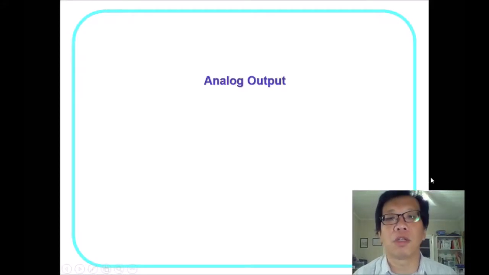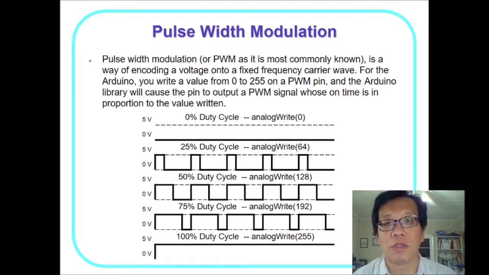Okay, in this video, we're going to talk about analog outputs of Arduino port. So, we know that analog output in Arduino is not really an analog output. It's actually a PWM signal. What does PWM mean? PWM means pulse width modulation.